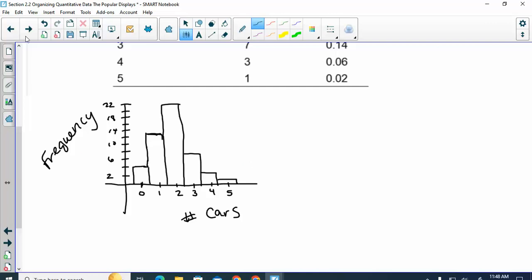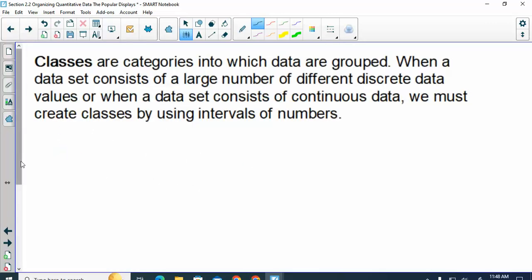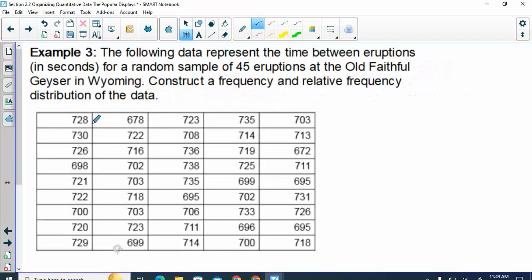When we do that, that's using what are called classes. So the classes are any categories we might group data. Numerically, we usually do that when we have continuous data, so an infinite number of answers. We try to group them in classes because it would just not be reasonable to graph every individual result. So let's look at an example where we might do that. The following data represent the time between eruptions in seconds for a random sample of 45 eruptions at the Old Faithful Geyser in Wyoming. Construct a frequency and relative frequency distribution.